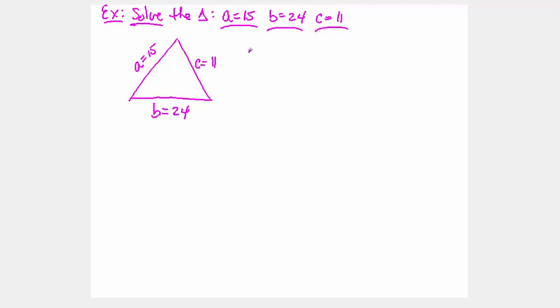So obviously this is a case of side, side, side. We know all three sides of the triangle. Now, there's a possibility, if you look back at the note for side, side, side, that you could have 0 or 1 triangles with this case. So how do we know which it is? Well, there's a very simple test.